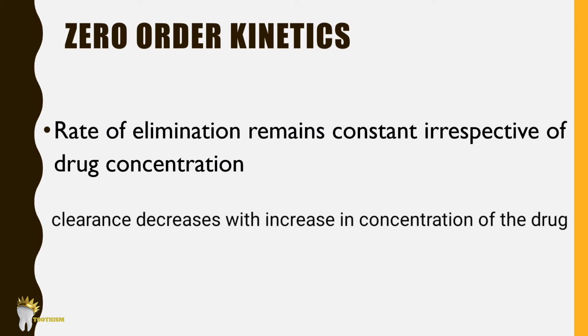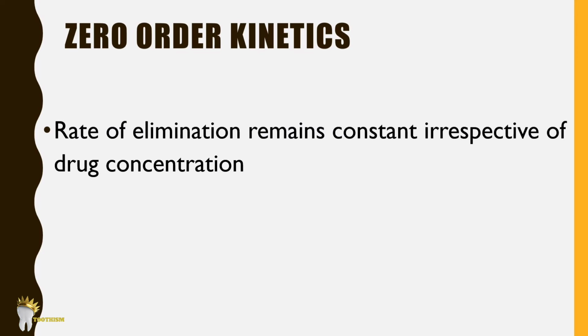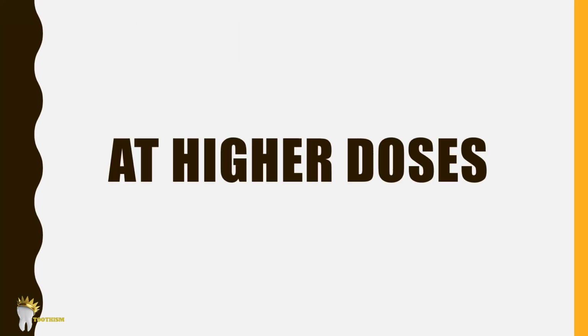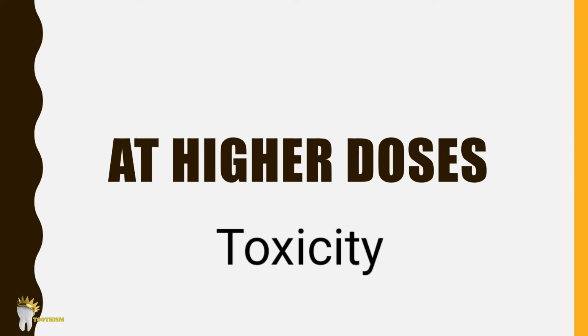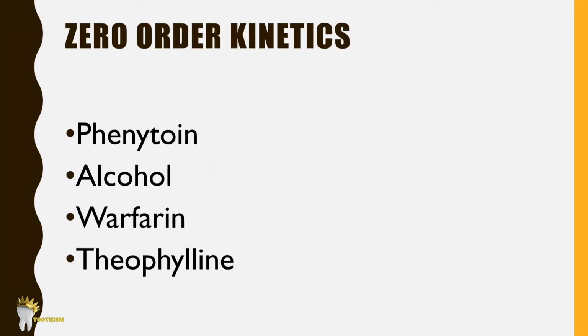So when does the kinetics change from first order to zero order? At higher doses. So at higher doses, the drug can build up in the body and lead to toxicity. Examples of drugs that saturate the enzymes quickly are phenytoin, alcohol, warfarin, theophylline, etc. So these drugs utilize zero order kinetics for their elimination.